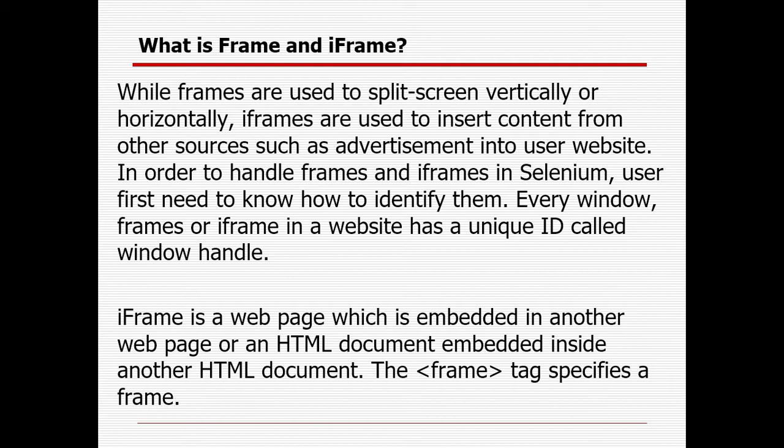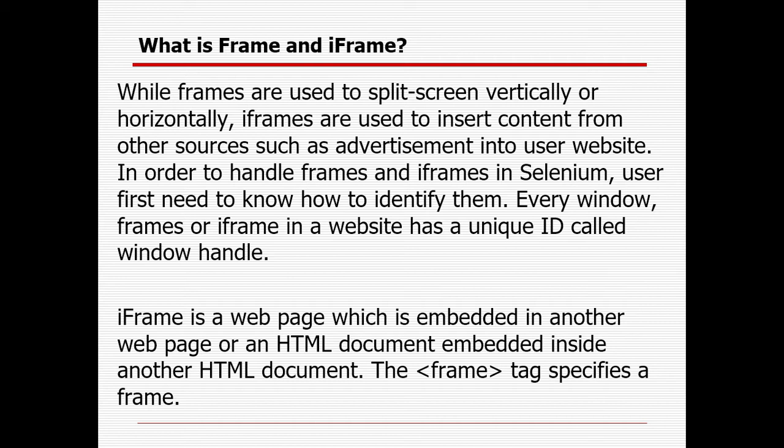In order to handle frames and iframes in Selenium, the user first needs to know how to identify them. Every window, frame or iframe in a website has a unique ID called a window handle. An iframe is a web page embedded in another web page, or an HTML document embedded inside another HTML document. The frame tag specifies a frame, whereas the iframe tag specifies that an iframe is present.